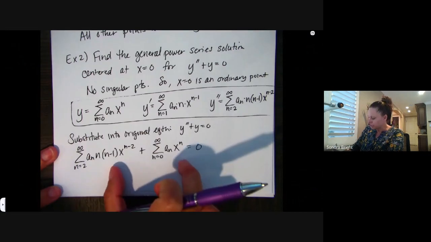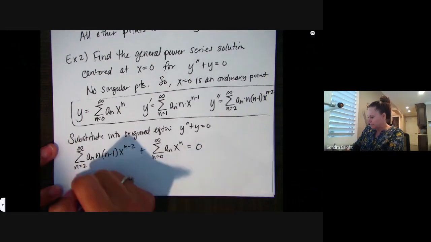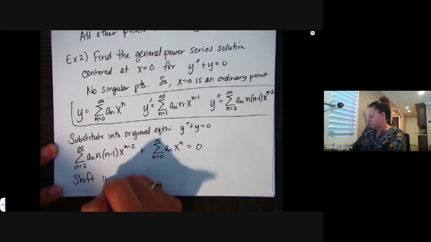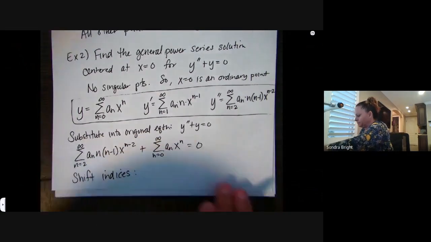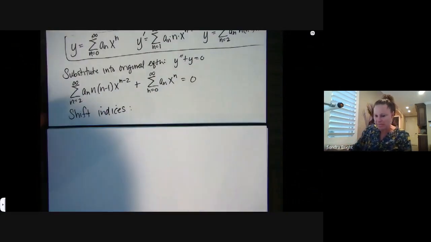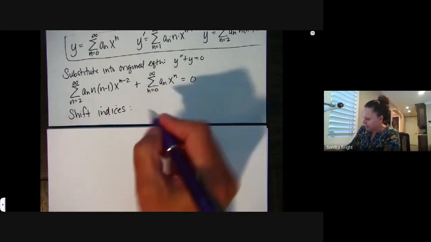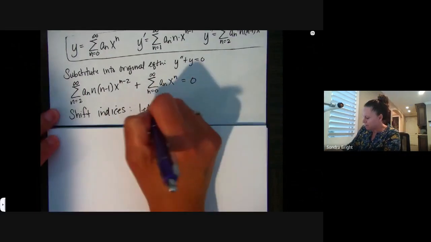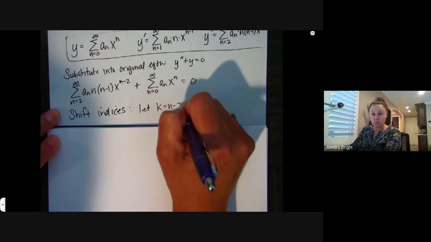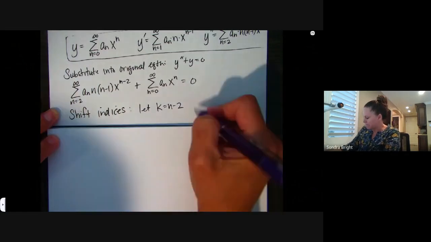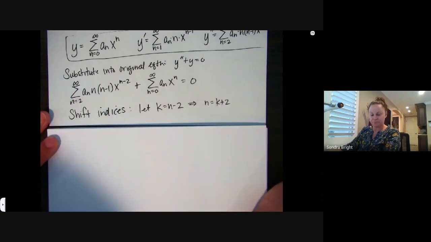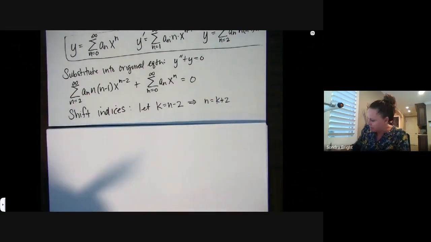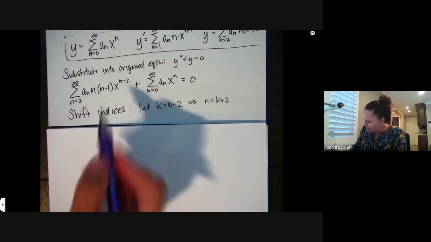All right, so we're going to shift the index. Well, plural is indices. All right, so what I'm going to do is let k be n minus 2, which then means that n will be k plus 2. Okay, and so that means that I'm replacing this guy.